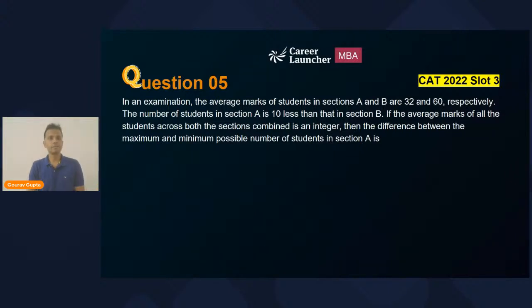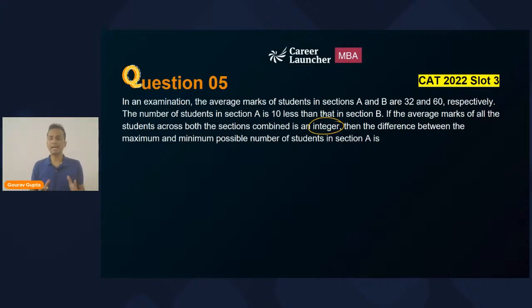Question number 5 says, which is an actual question of CAT 2022 slot number 3. In an examination, the average marks of students in section A and B are 32 and 60 respectively. The number of students in section A is 10 less than that in section B. If the average marks of all the students across both the sections combined is an integer. This is the most important word of this question.